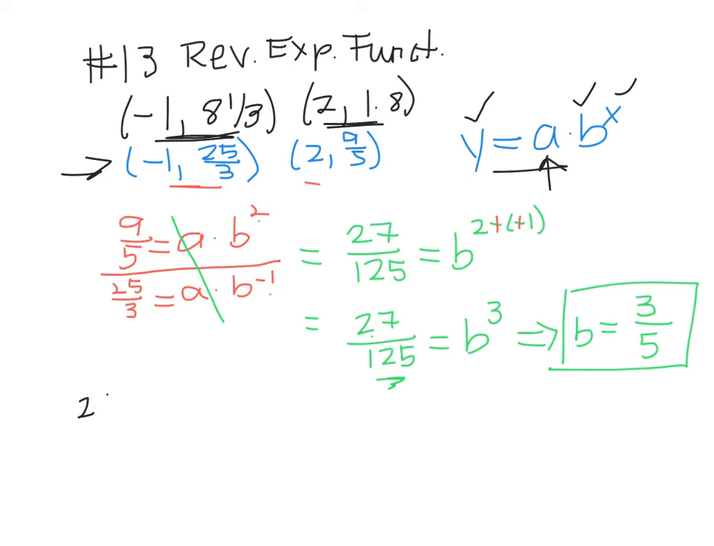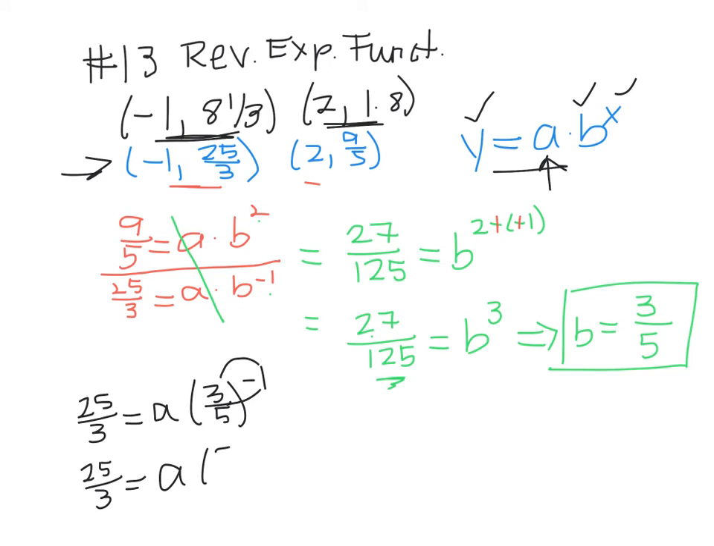So I've got 25/3 equals, I do not know what a is, times b, which is 3/5, raised to the power of x, which in this case is -1. Well, with a -1 exponent, I know that that's really telling me I have to reciprocate, because I have to apply that exponent onto both the numerator and the denominator. So now I end up with 25/3 equals a times 5/3.